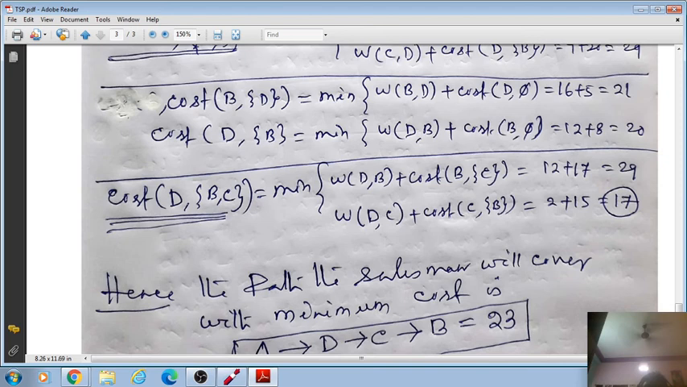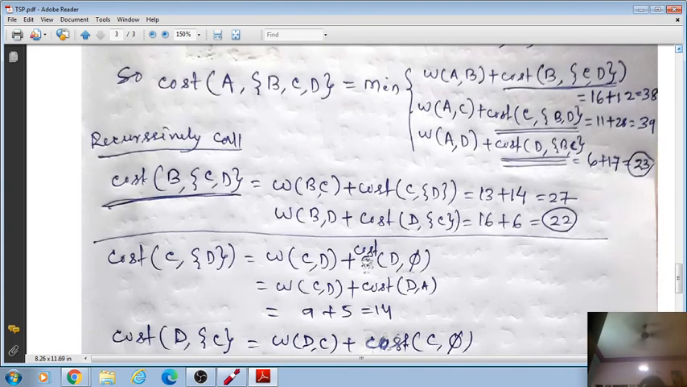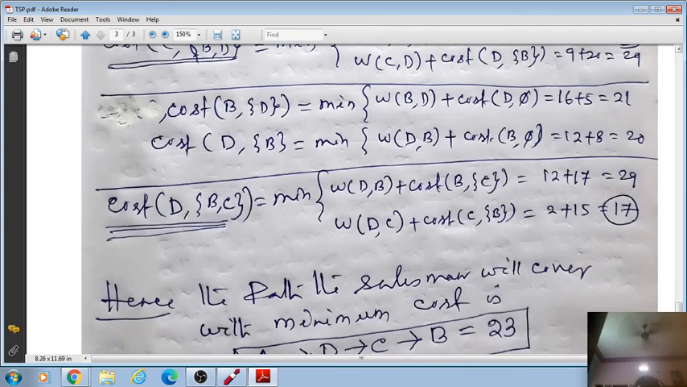Similarly, the weight of D to C, then the cost of C to B. Because first when you choose B, actually C, automatically you will get the value. So this is 12 plus 17, 29. Again this is 2 plus 15, 17. The cost of BC you can calculate there. Clear? So from that, this is 6 and so we are taking 23. This is 17, the minimum, so we took that value.